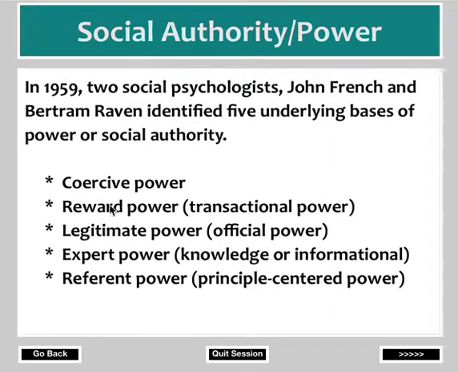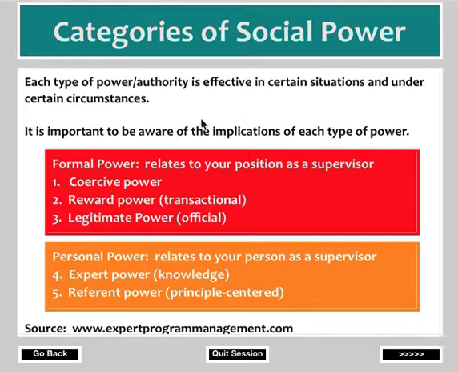By the way, all 5 forms of power at one time or another can be very effective. And at other times, not so effective, and we'll take a look. We can divide the power and authority into formal power, which relates to your position as a supervisor, not so much to you, but your position. And that's coercive, reward power, and legitimate power or official power. And then there is a power base that relates to your person as a supervisor, you as an individual. And that's expert power and referent power. And we'll talk about each of those.